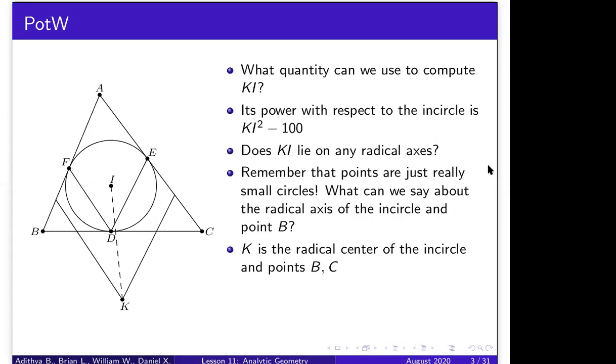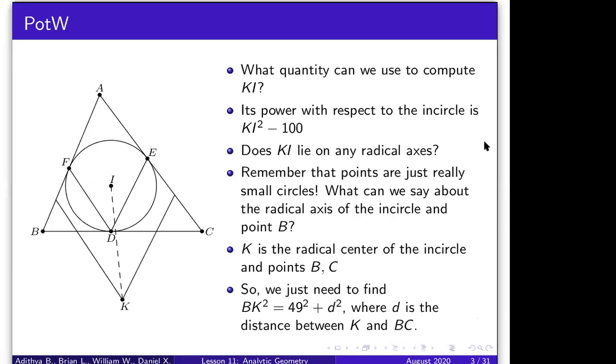So remember, we want to compute the power of K with respect to the incircle. But K lies on the radical axis of point B and the incircle. So what does that tell you about the power of K with respect to point B? Yep, they're the same. So what we have is that KI squared minus 100, which is the power we want, is actually just equal to KB squared. So all we want to know is actually BK squared.